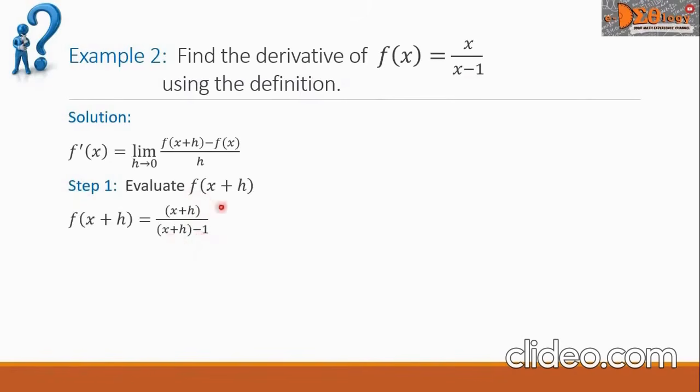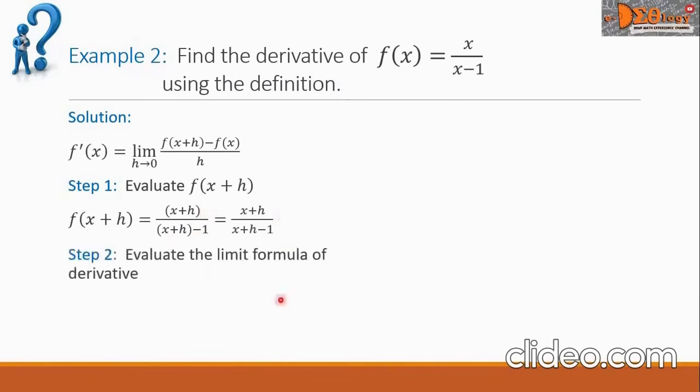We can simplify our fraction here by removing the grouping symbol. So we have now our new fraction here. For step 2, let us now evaluate the limit formula of derivative. So we write here f prime of x equals the limit of this f of x plus h, and we copy this fraction in here, minus the f of x is our given function, so we copy it in here, all over h, as h approaches 0.